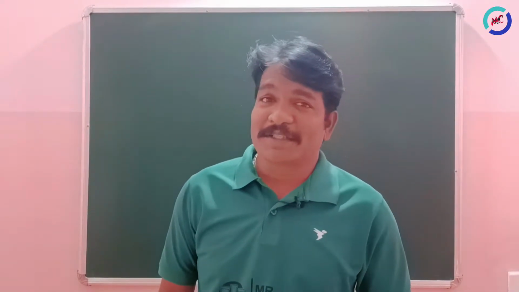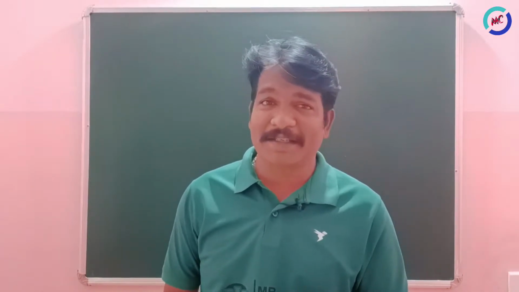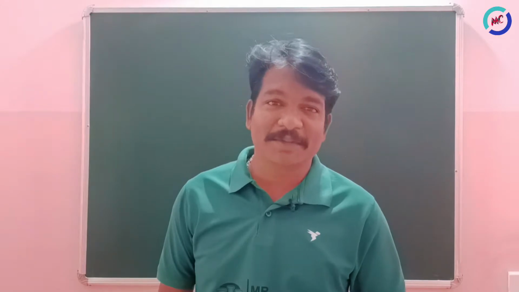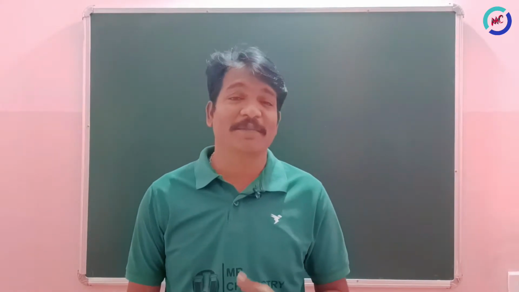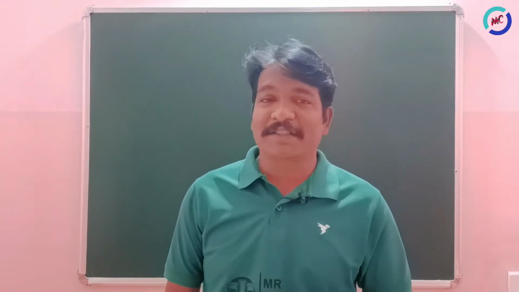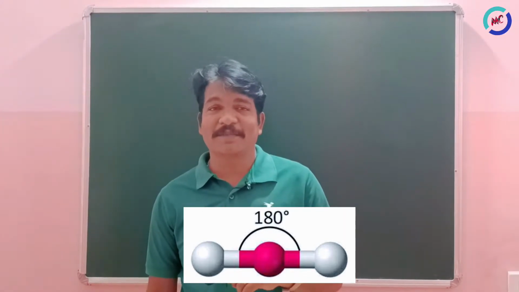Before discussing the questions on bond angle, first we will know the basic things: what is the bond angle in the case of a linear molecule, what is the bond angle in the case of trigonal planar structures, and what is the bond angle in tetrahedral. In the case of linear structures, the bond angle is 180 degrees. What is the bond angle here?